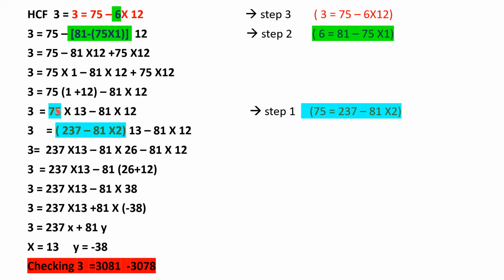Okay. Now what I am going to do, this 75, I am going to write 237 minus 81 into 2. So instead of this 75, I am going to write 237 minus 81 into 2.